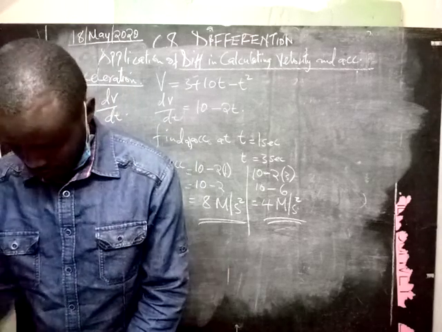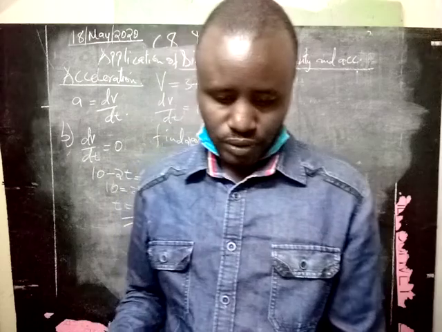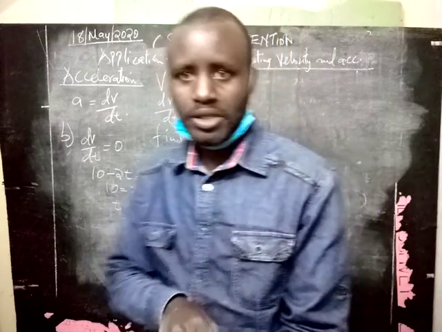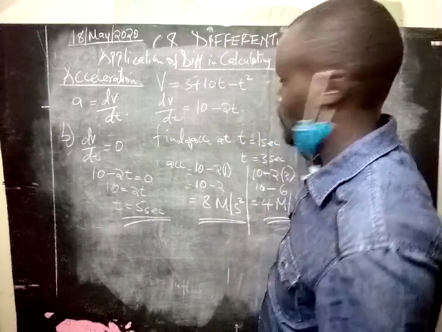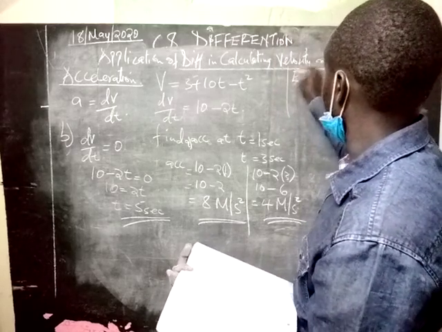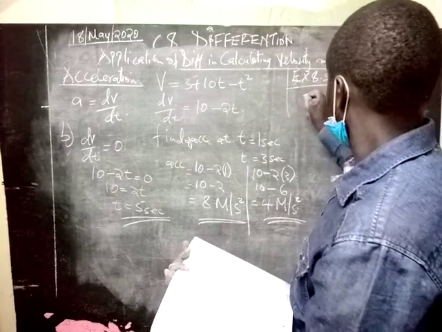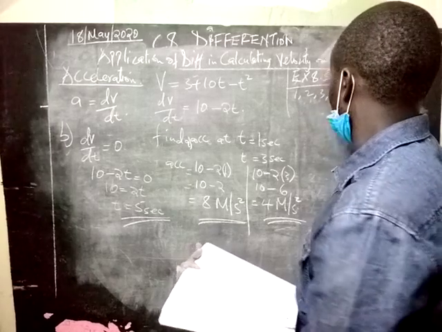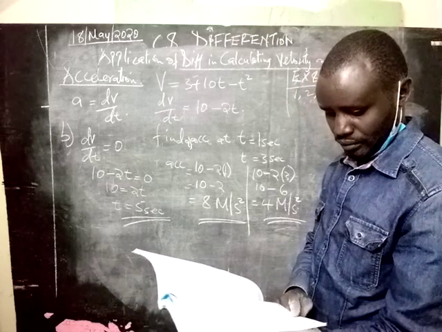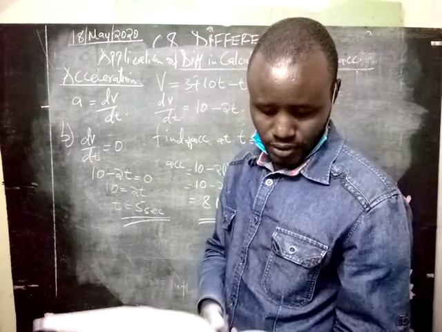I want to give you more to practice. If you have this book, KLB Mathematics Book 4, exercise 8.5, numbers 1, 2, 3, and 4 can serve you well. Now I'm going to read you number 3, so that if you don't have the book, you can use it.